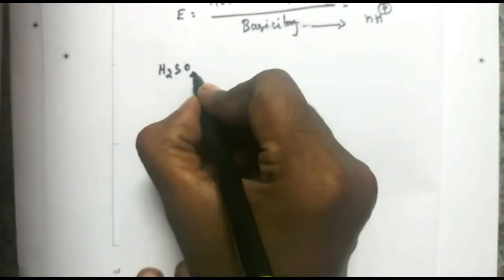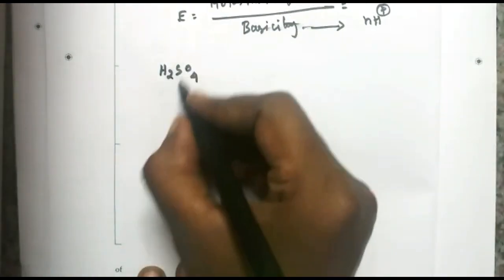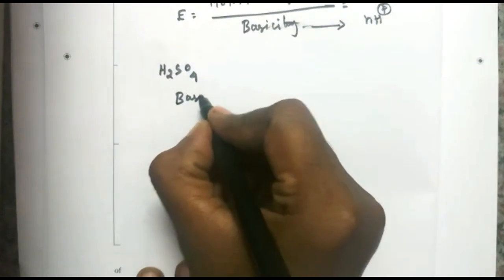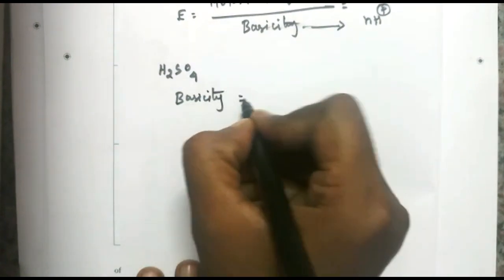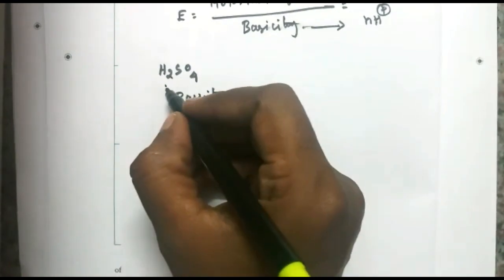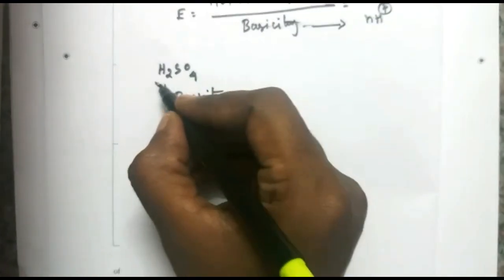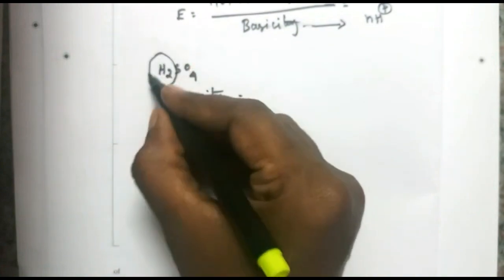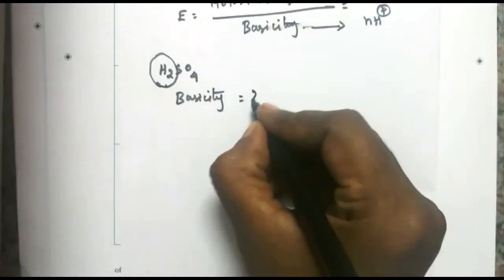Now we are going to calculate the equivalent mass of sulfuric acid. Here the basicity of sulfuric acid is 2, because it is able to donate only 2 H plus ions. So basicity is 2.